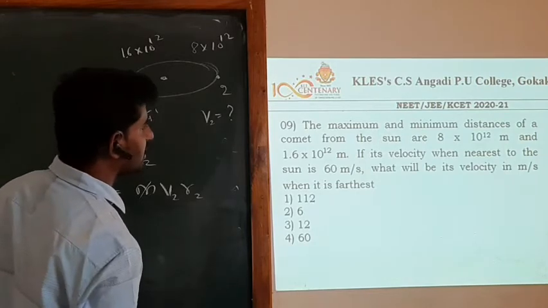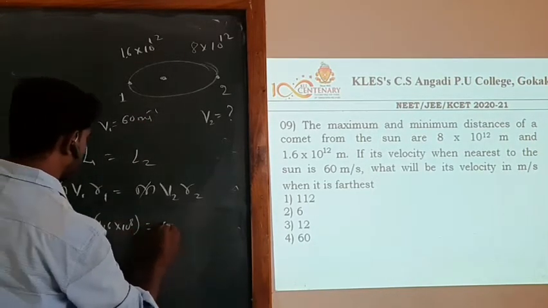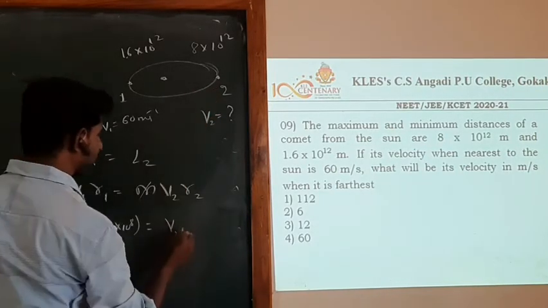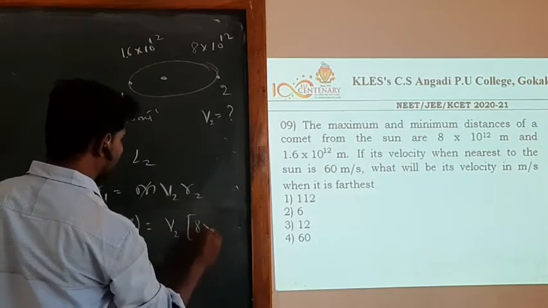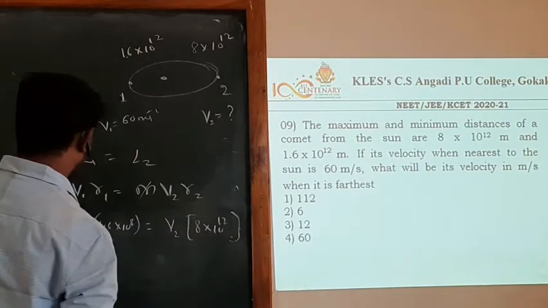R1, the closest distance, is 1.6 into 10 to the power 8. So what's the V2? We have to calculate this one. At the larger distance, what's the velocity? What's the R2? This is 8 into 10 to the power 12. Okay, and the next point.